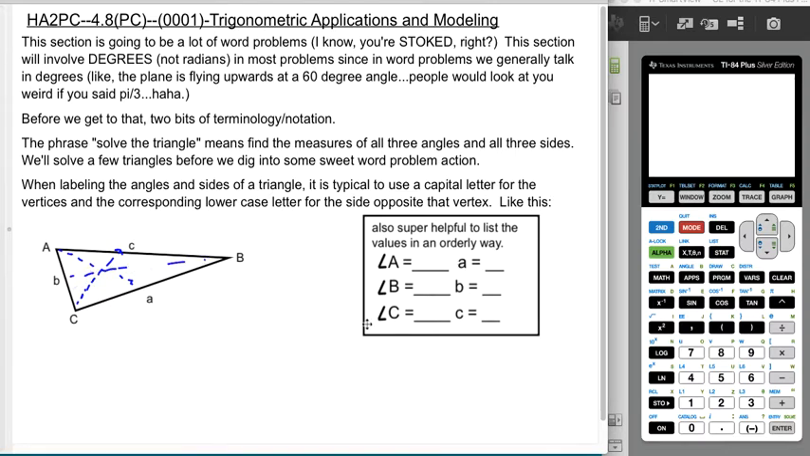I find it really helpful to write a little table of those values when I'm solving a triangle, and I put them in a specific order, like angle A is next to a, and angle B is next to b, and angle C is next to c, so that I make sure I don't forget anything, and it just helps keep things in order. This is also going to be a really helpful skill when we get to Chapter 6 in Pre-Calc, and we start talking about solving triangles that are non-right.